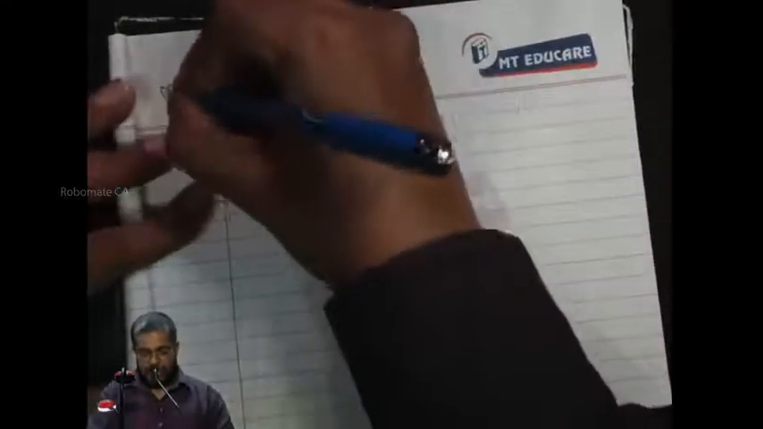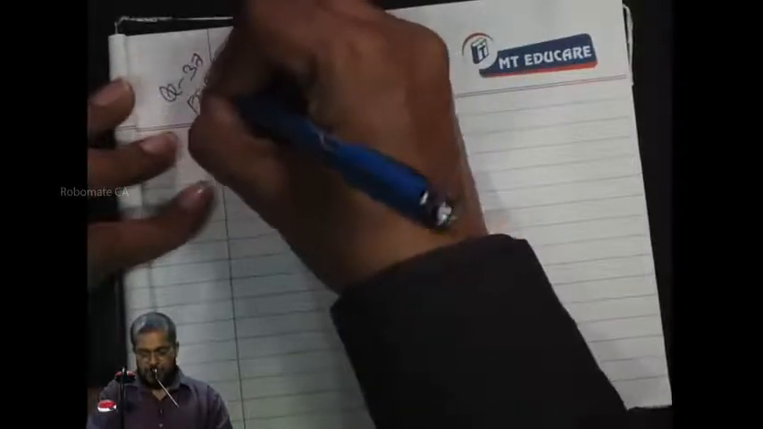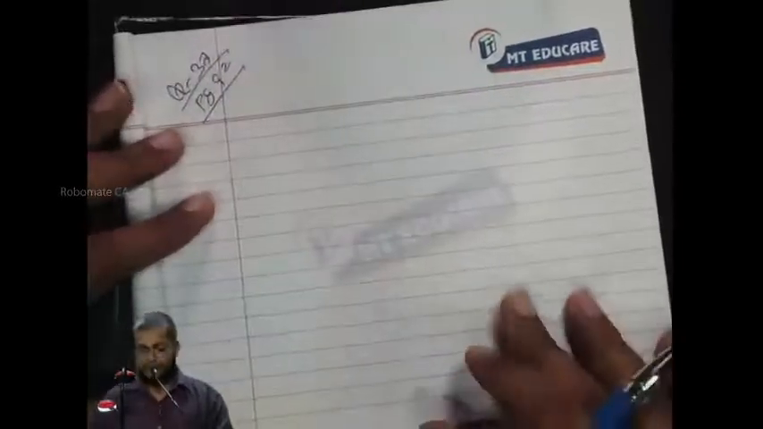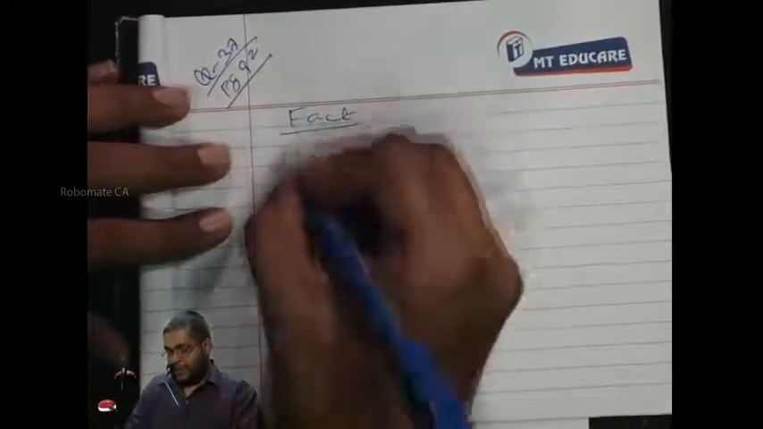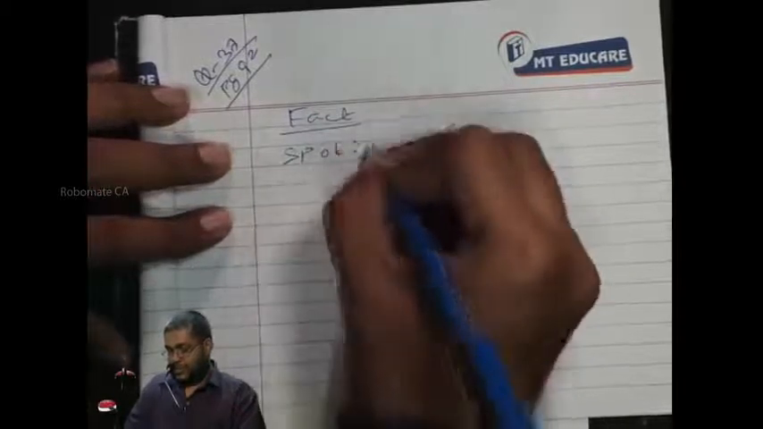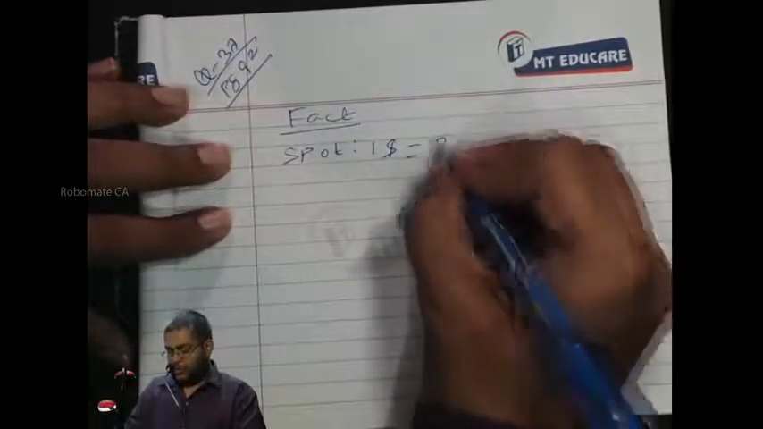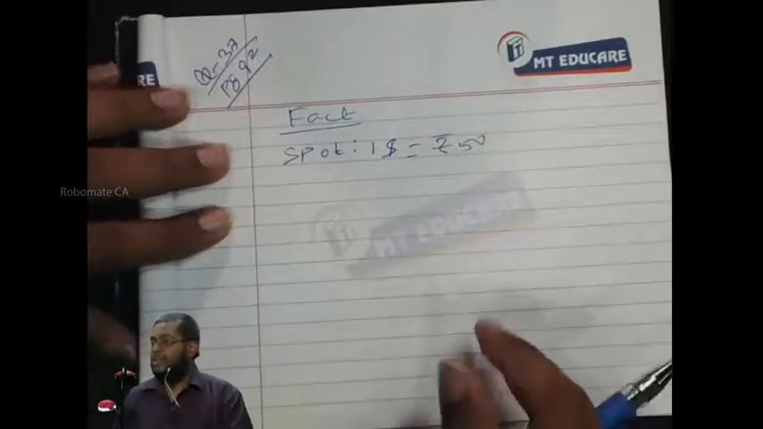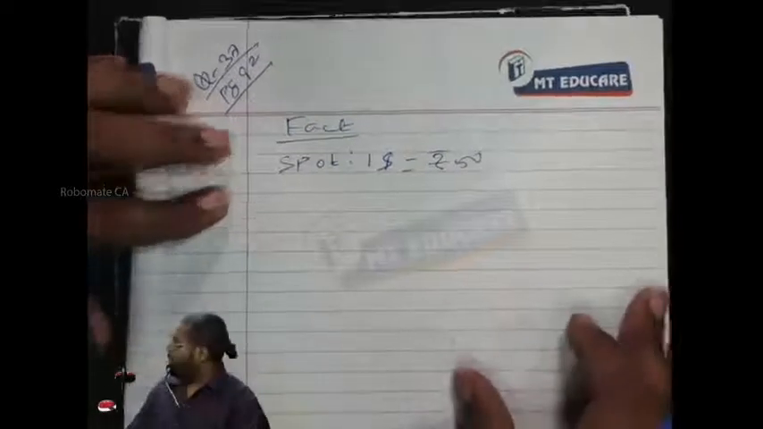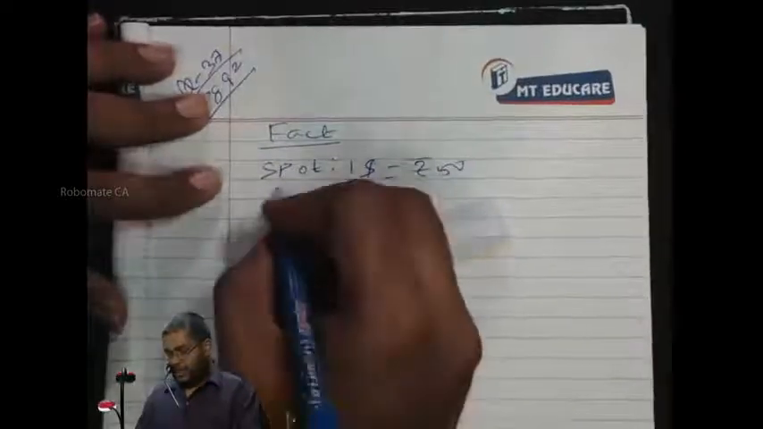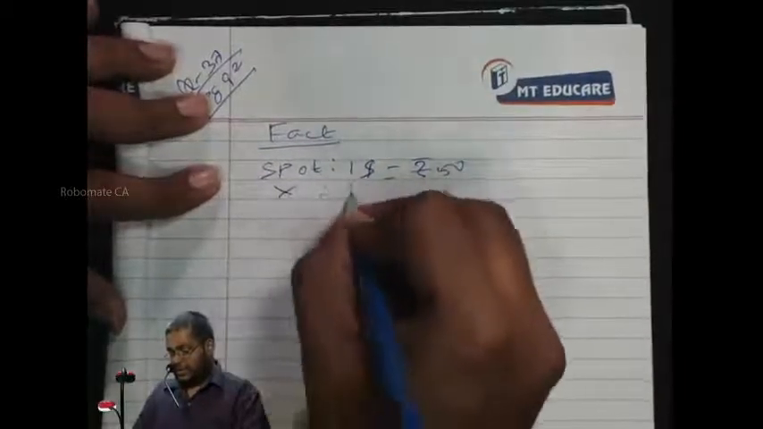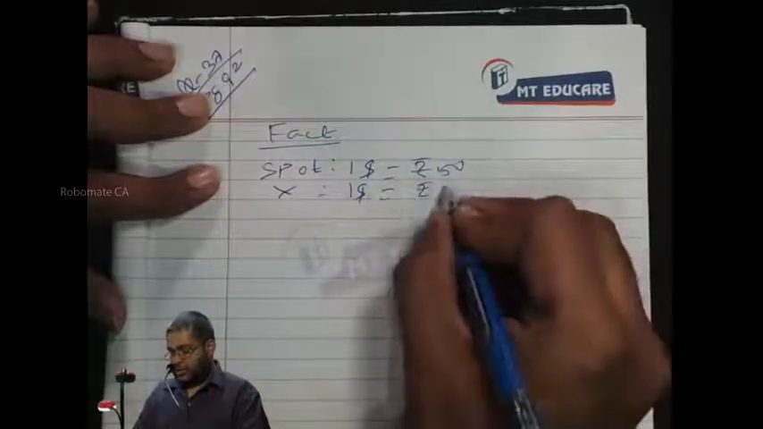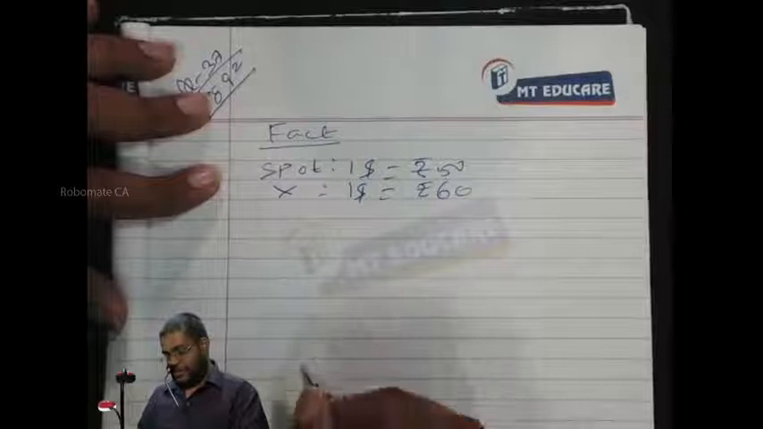Right? Facts. Question number 37, page number 92. Facts. Spot price. $1 is equal to how much rupees? Rupees 50. Spot price $1 is equal to rupees 50. Next is strike price. $1 is equal to how much rupees? 60. $1 is equal to rupees 60.